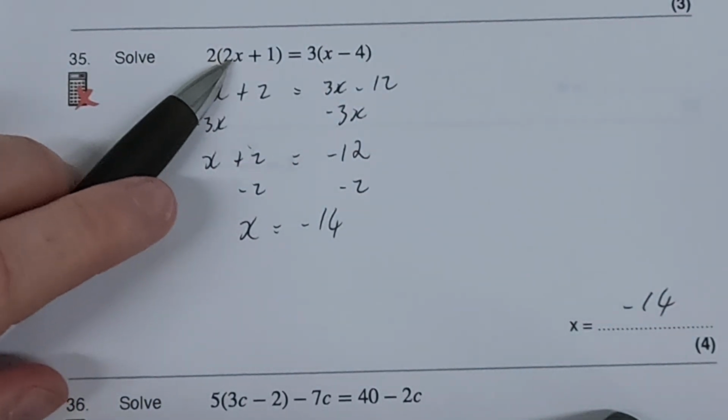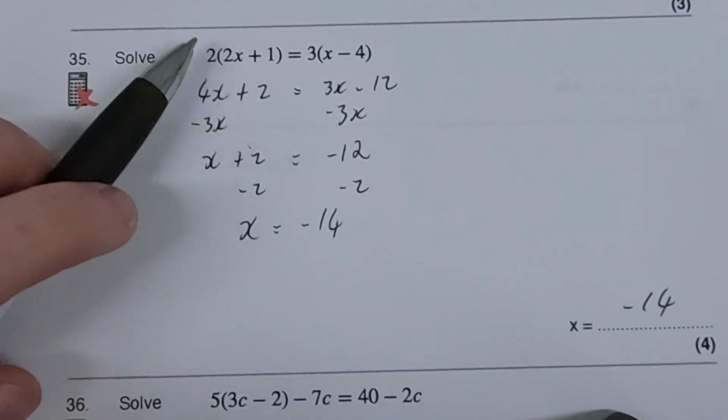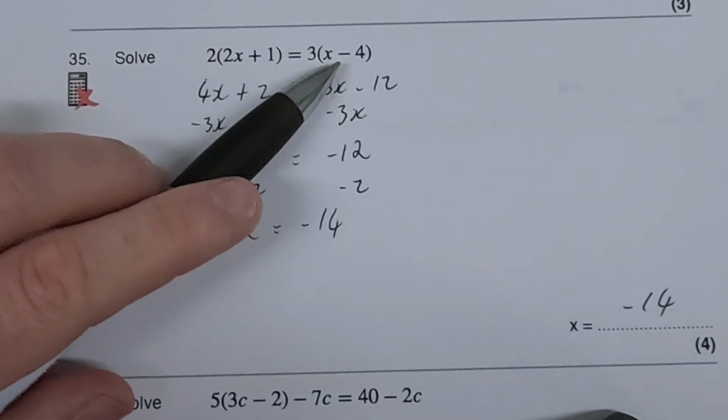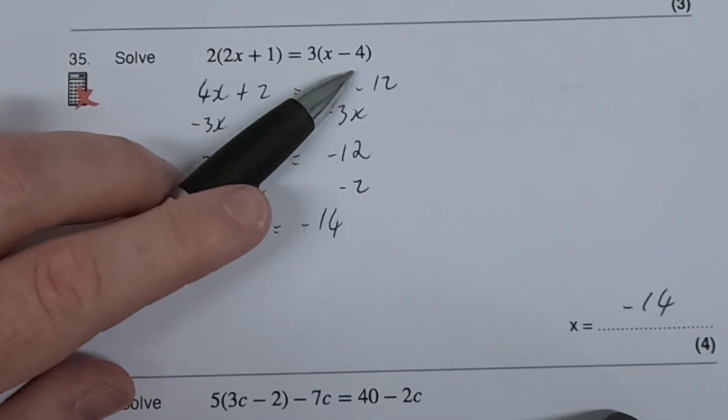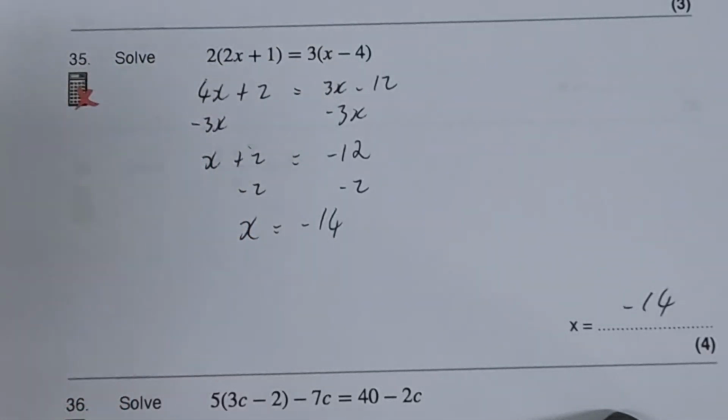Minus 14 times 2 is minus 28. Add 1 would be minus 27, and times 2 would be minus 54. Here you've got minus 14 take away 4 is minus 18, and minus 18 times 3 would be minus 54 as well. So that's it, we're right.